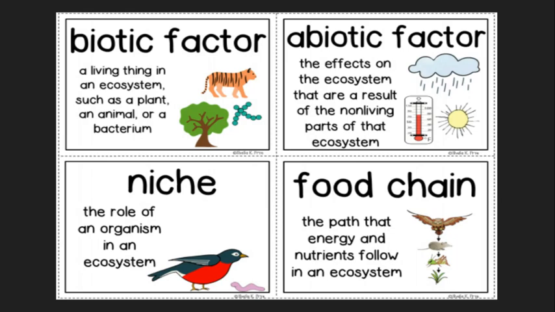Okay, a niche is the role of an organism in an ecosystem. So what does it do in the ecosystem? Food chain is the path that energy and nutrients follow in an ecosystem. So here you got your plant, you got grass, you got a grasshopper, you got that nice little creature that eats the grasshopper, and then somebody eats that creature. So food chain is the path that energy and nutrients follow.